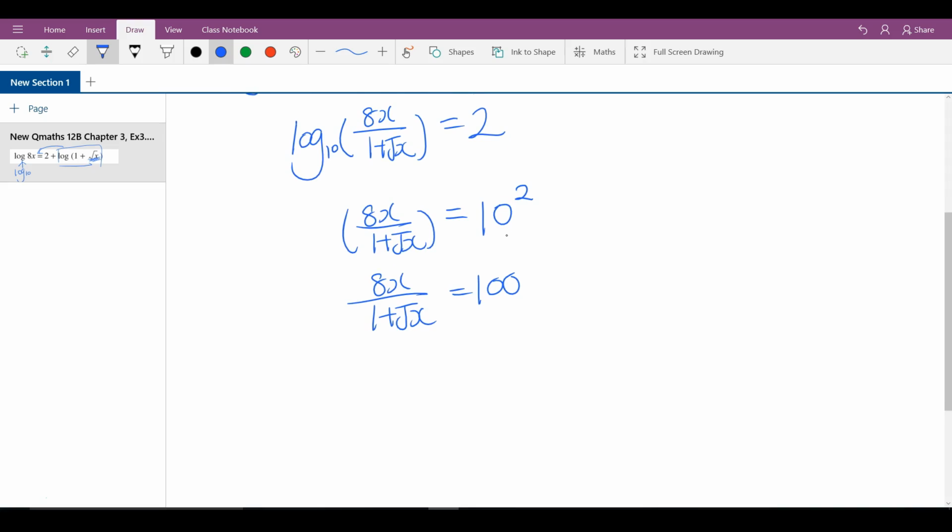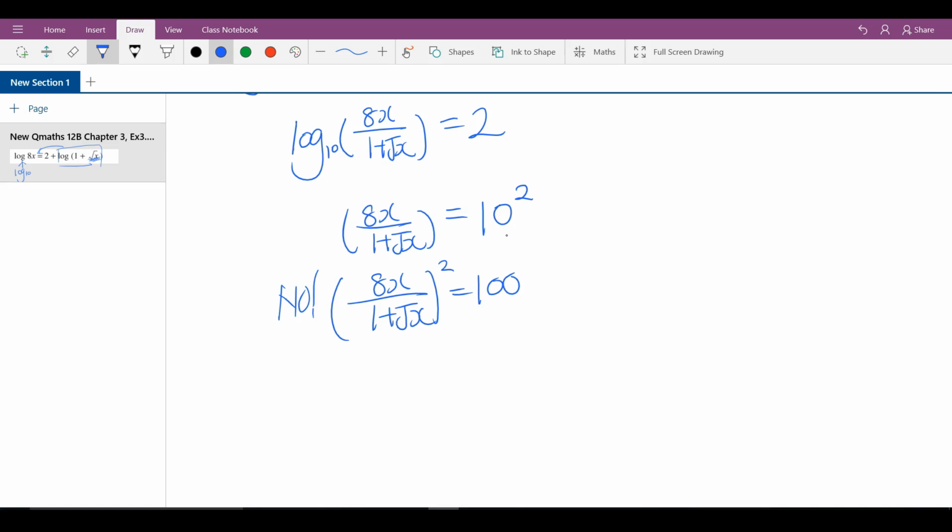Now, right here, people might try to simplify whatever. It doesn't work because this root x is troublesome, and we're trying to get rid of the root x. The easiest way to get rid of the root x is to square it. But you can't square this right now. That's a big no-no.